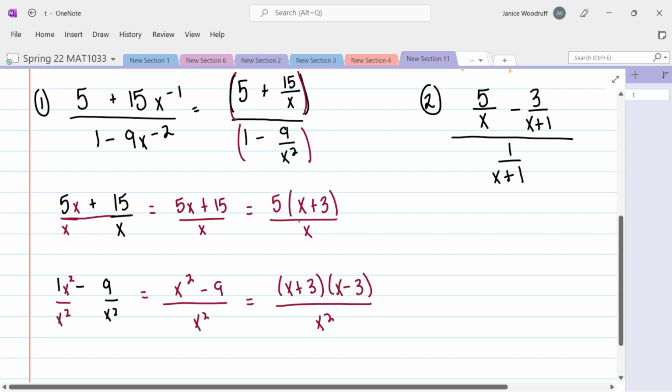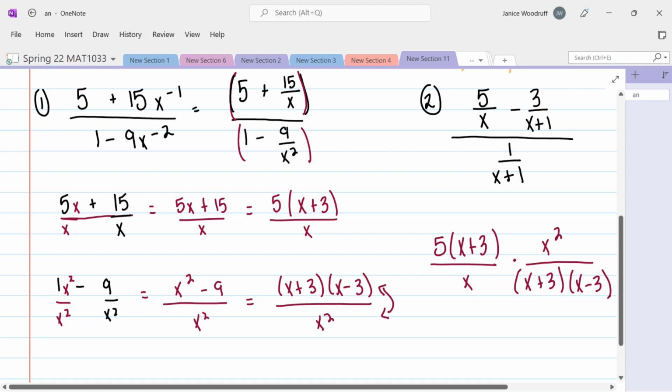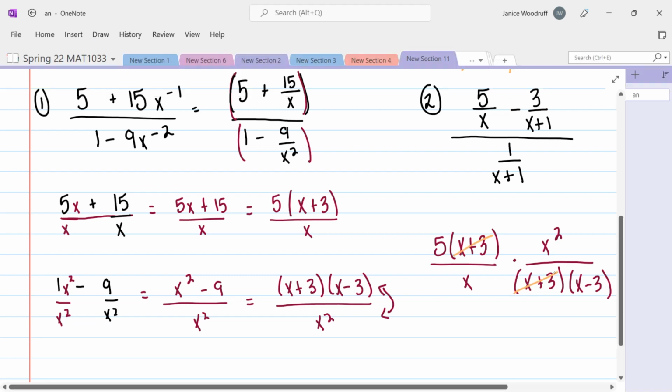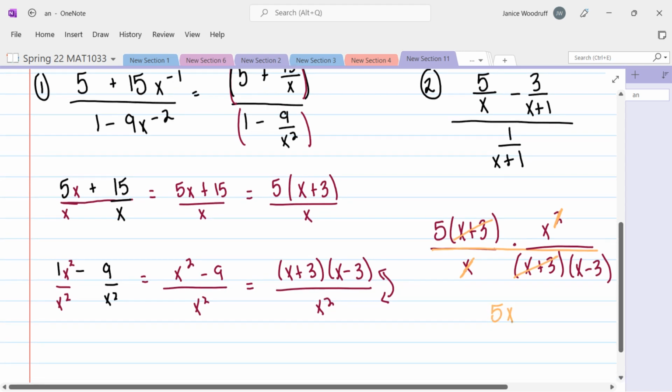So then we're dividing, right? So we're dividing this 5 times x plus 3 over x by x plus 3 times x minus 3 over x squared, which means we're going to multiply, and then we're going to flip this. So the x squared is going to go on top, and we'll have x plus 3, x minus 3 in the bottom. And then we will cancel out some stuff. So we can cancel out x plus 3's. What about the x and the x squared? Yeah, this is x times x, so just one of these x's will go away. So then I'm left with 5x over x minus 3. Any questions on that one?